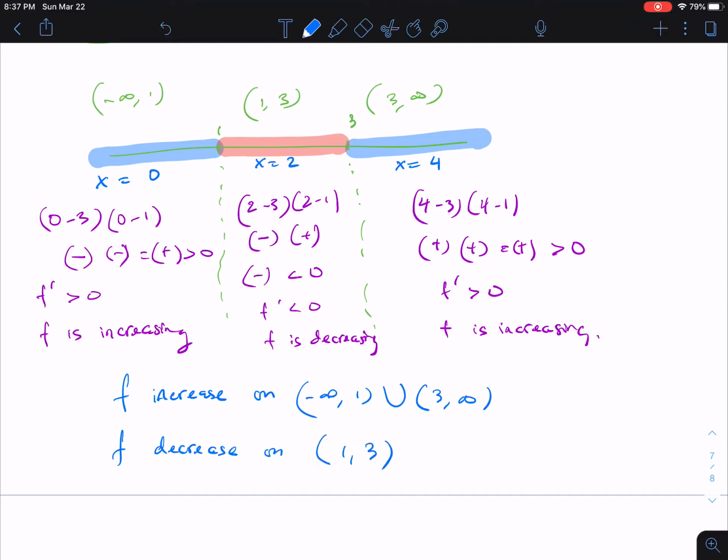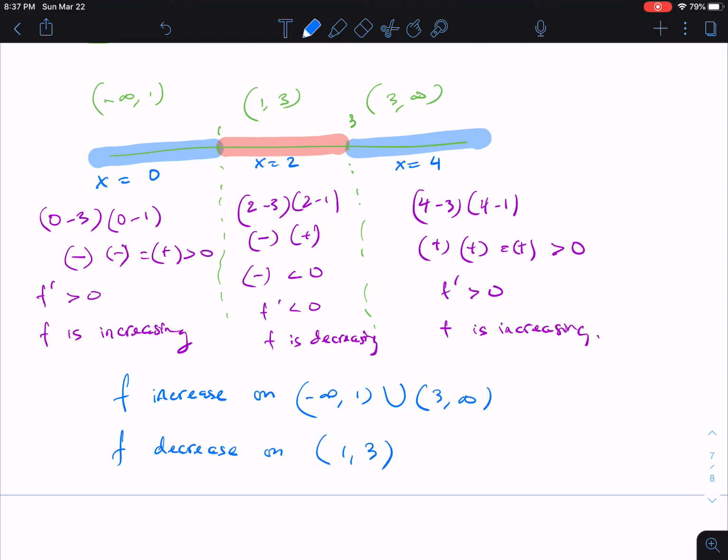It's pretty long there, but those are some good work there. Let's move on to part B. In part B, we want to find where the function is concave up and concave down. Okay, so let's find those intervals.